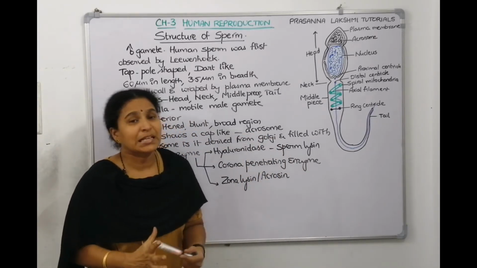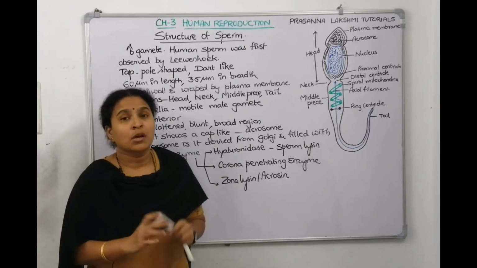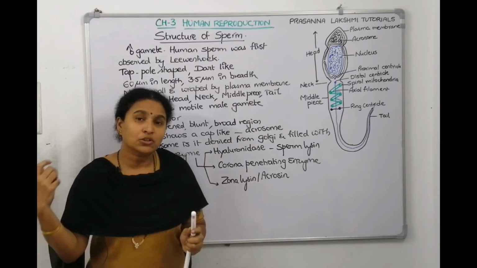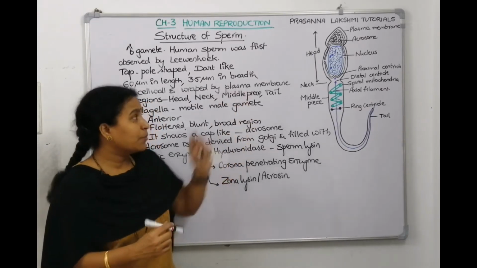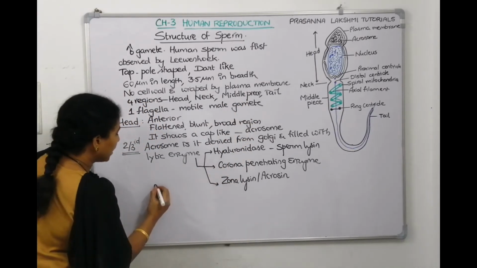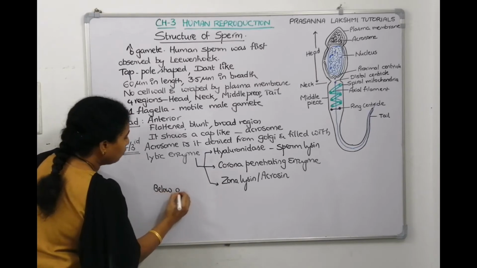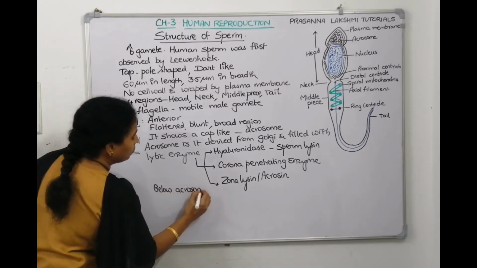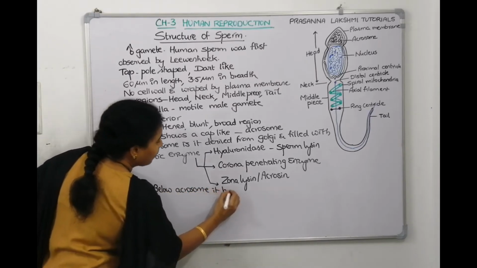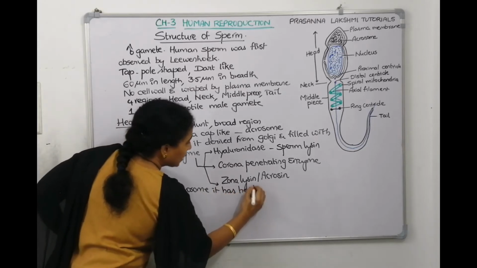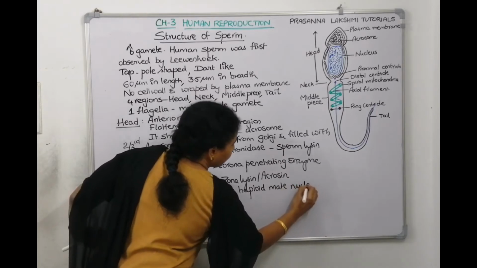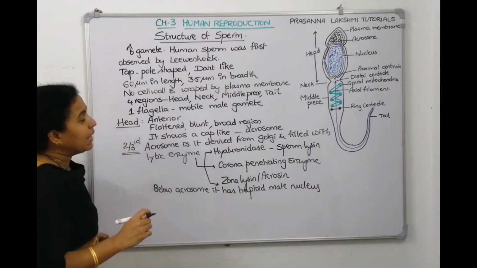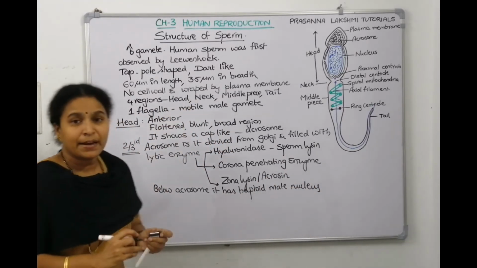Where are all these enzymes present? They are present in the acrosome. So, they will help in penetration of the sperm into the egg, so that it results in fertilization. So, that is about the acrosome, and below the acrosome it has a haploid male nucleus. So, this is about the head region.